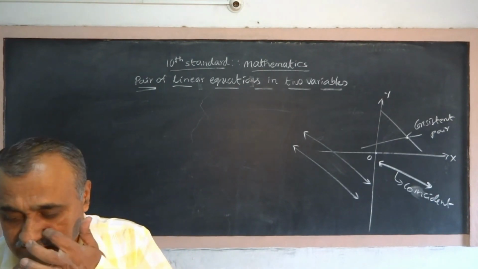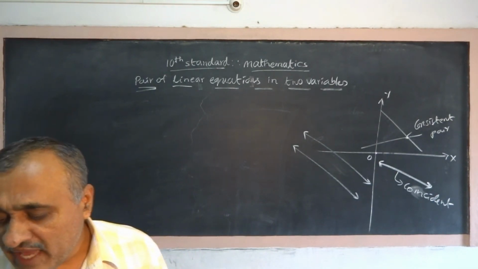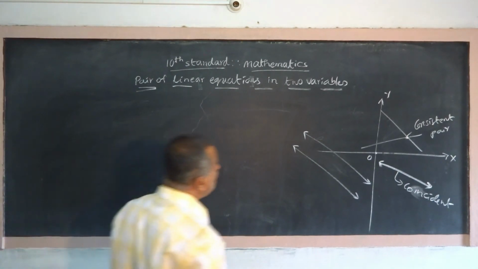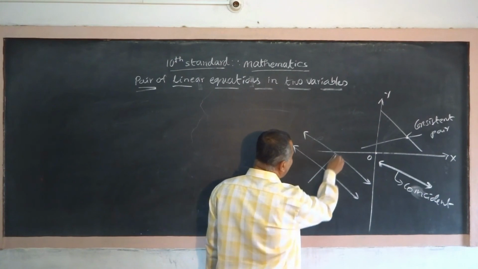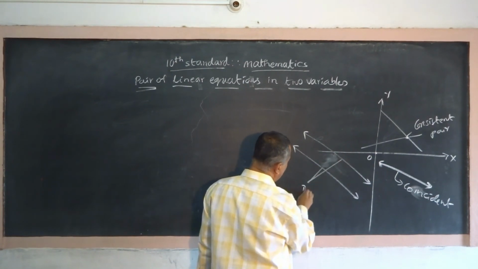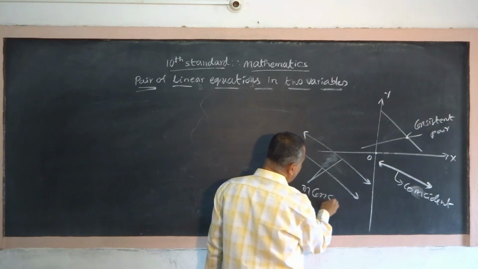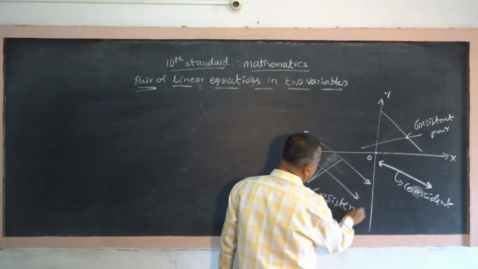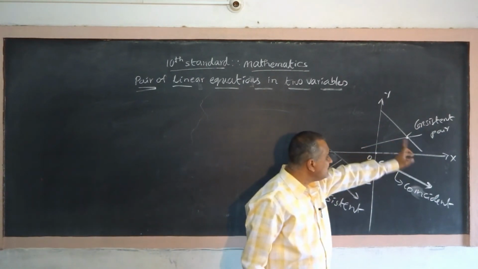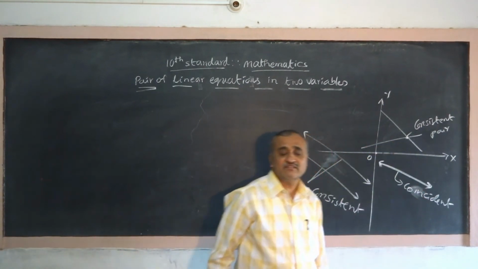The second case is a pair of parallel lines, and they do not have any solution. They are called inconsistent. So they are inconsistent, they are consistent, and they are coincident lines.